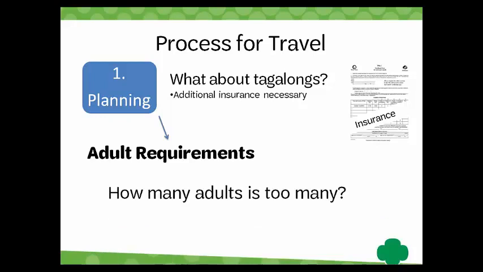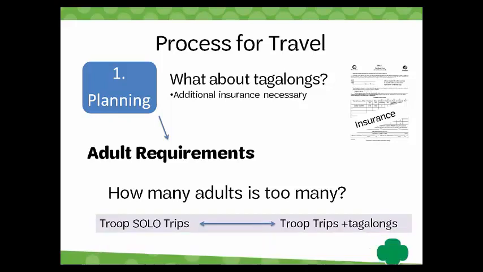Lastly, I wanted to just ask ourselves, how many adults is too many for the trip? You can have a Girl Scout troop trip that includes family members, moms, dads, grandparents, siblings, or you could have trips that are only for girls and the volunteers necessary per your ratios. That's what I call a troop solo trip. So you think of it as a spectrum again, or linear. You have your troop solo trips on one side where it's just the girls and the adult volunteers that you need. And then on the other side you have your troop trips with all the tag-alongs that are invited.